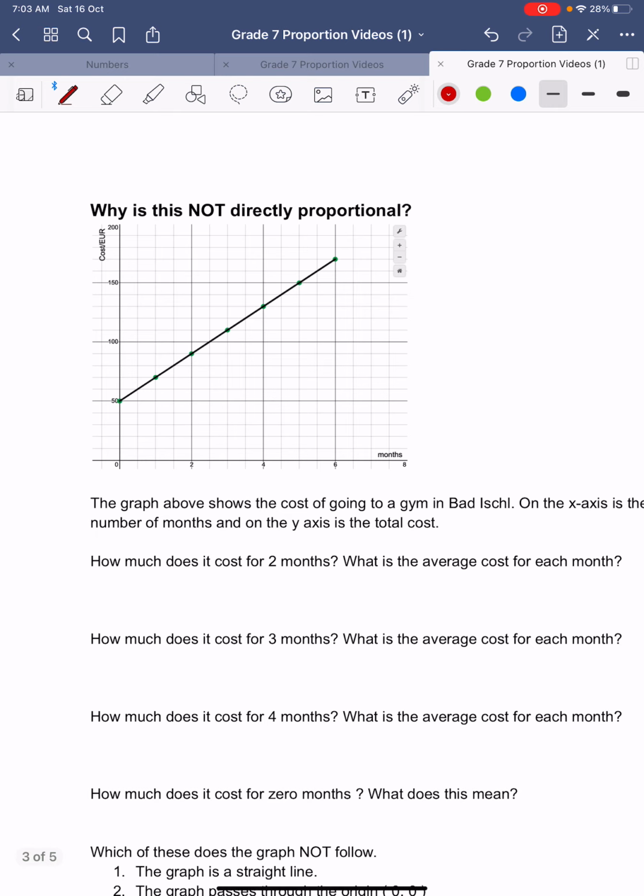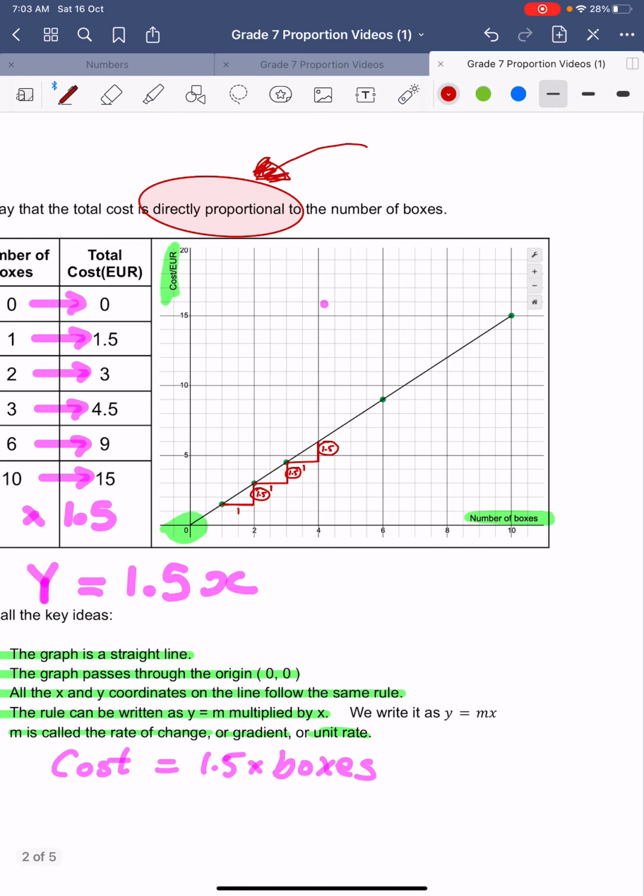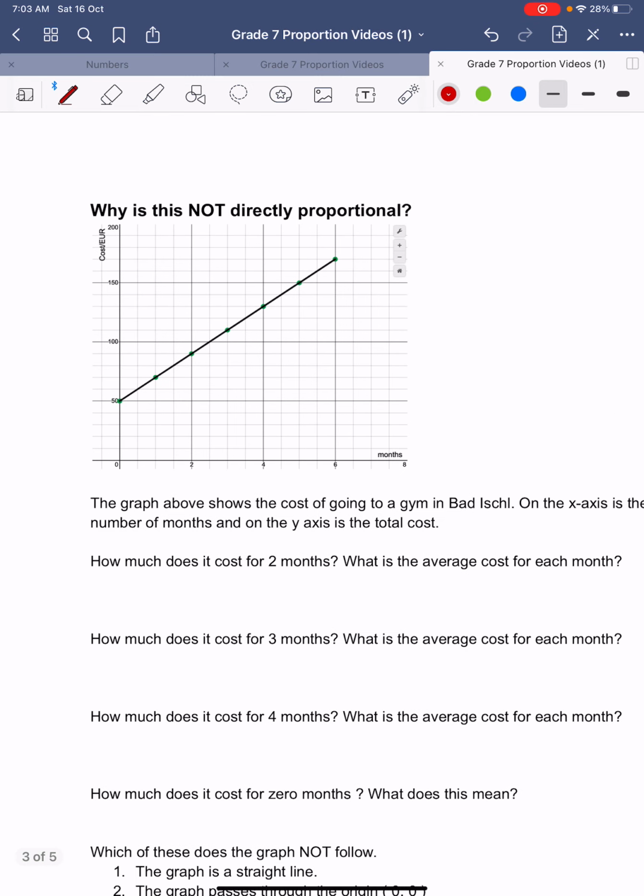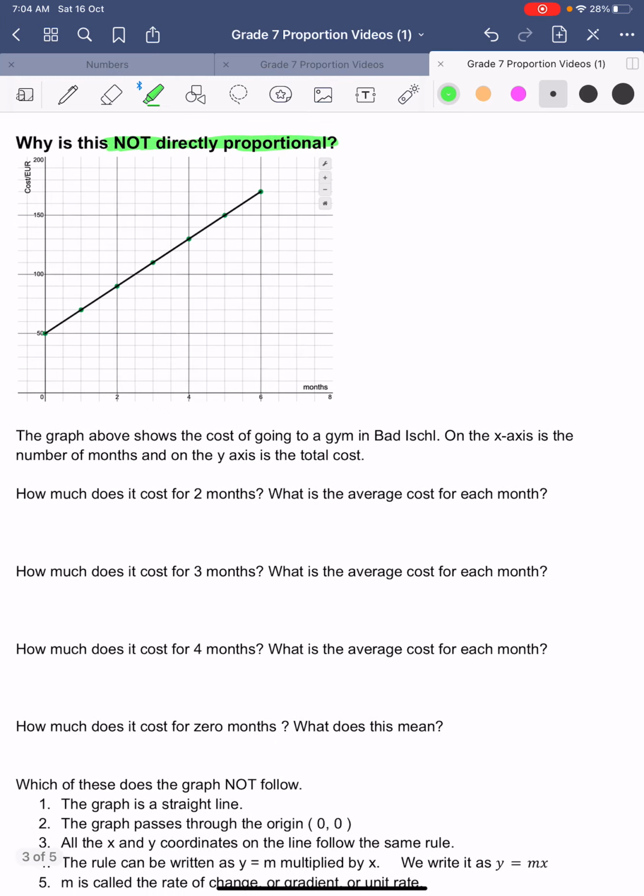Now over here, why is this not directly proportional? If you look at this picture here, look at the graph, it's a straight line. This graph is also a straight line, but this is actually not directly proportional. So we need to unpack this a little bit. So let's go and read this.